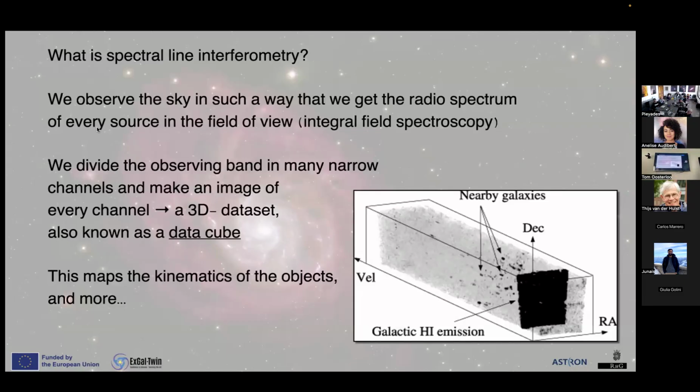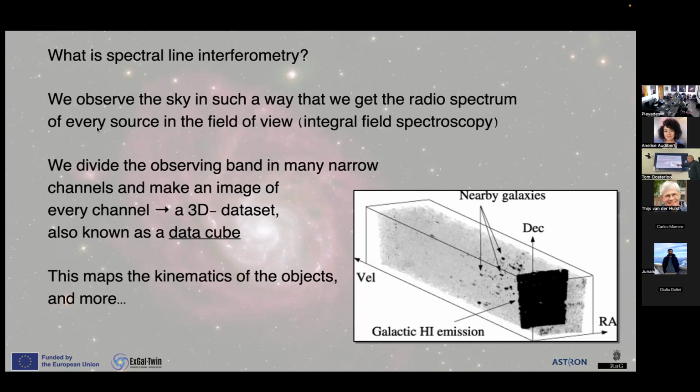Okay. Spectral line interferometry. It's basically the same as what you do with MUSE, for example. You get a three-dimensional data set. Two coordinates are spatial on the sky, of course, and the third is wavelength. Well, in the case of radio, we talk in frequency, but because of the Doppler effect, of course, frequency is equivalent to velocity. So we have this three-dimensional data set, we call it a data cube, and that's what comes out of the telescope. This is an example, RA, Dec.